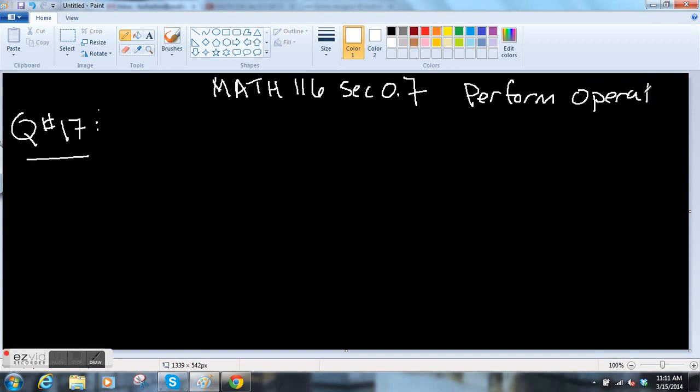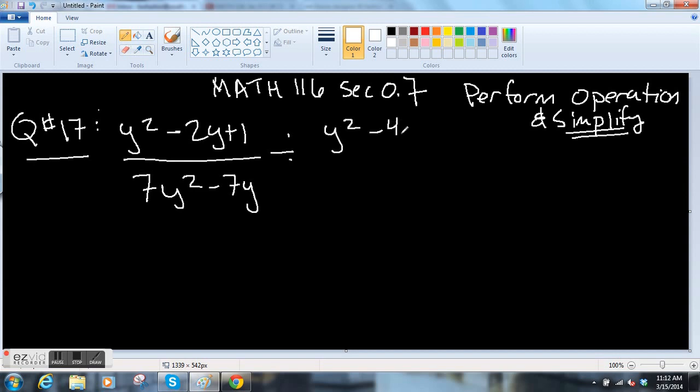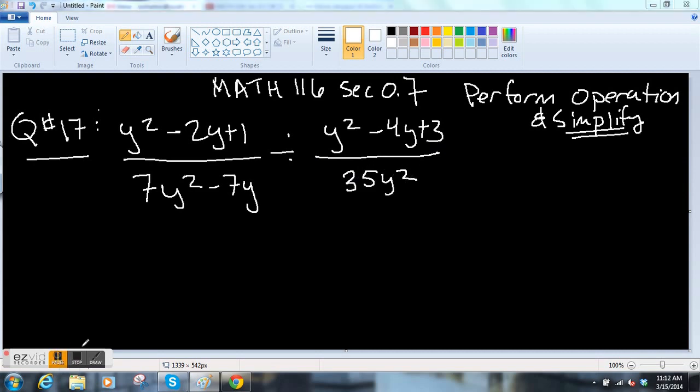Math 116, section 0.7, perform the operations and simplify. Simplify might be a word for you're in for a lot of math. So question number 17, we have (y squared minus 2y plus 1) divided by (7y squared minus 7y), divided by (y squared minus 4y plus 3) divided by 35y squared. I'm going to pause and make sure I wrote that correctly.